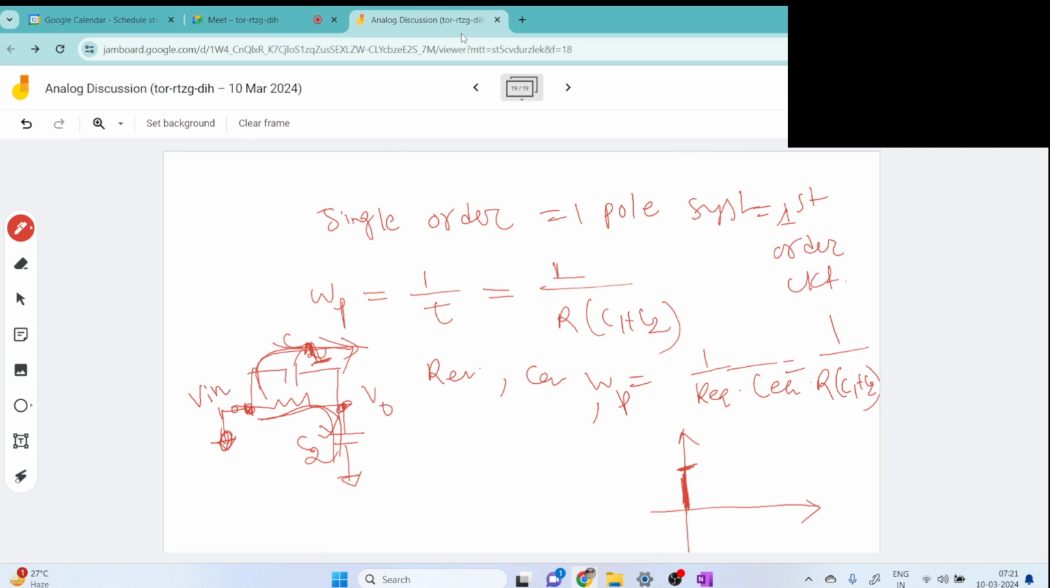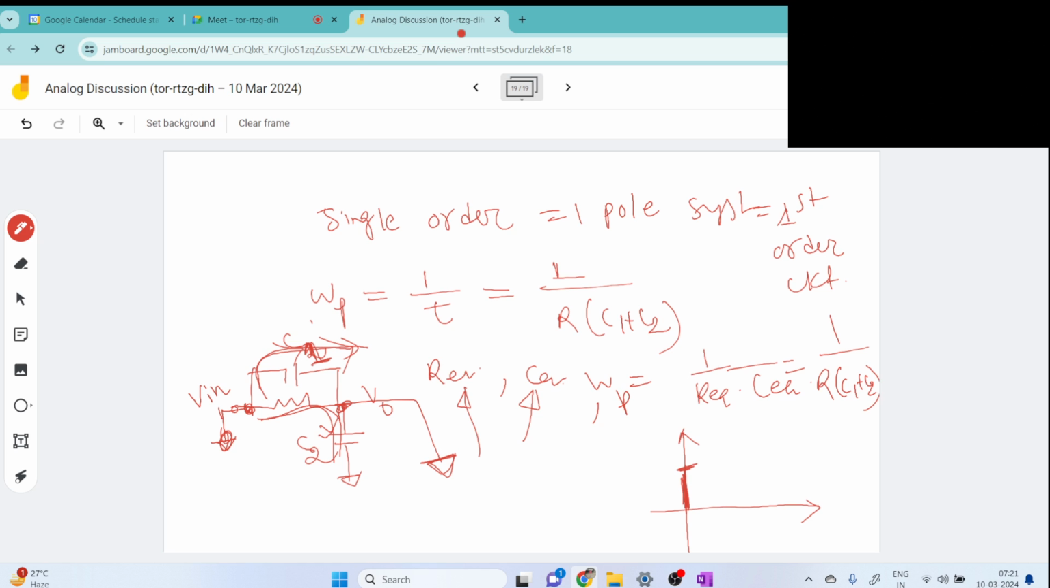Now go to page number 19 again. Now we have a conclusion that there is a zero. But what will be the zero location? For the zero location, we know that V out will be 0 volt. So zero means V out would be grounded. Then again we have to find the equivalent resistance and equivalent capacitance.